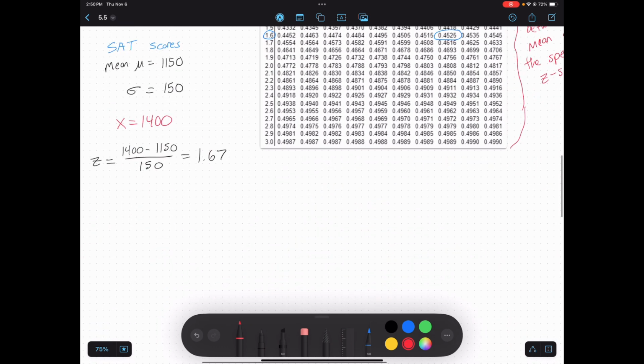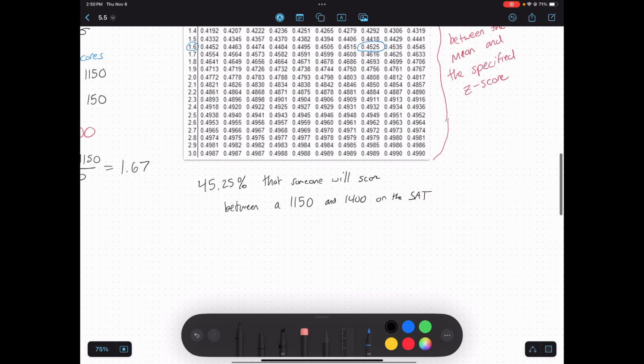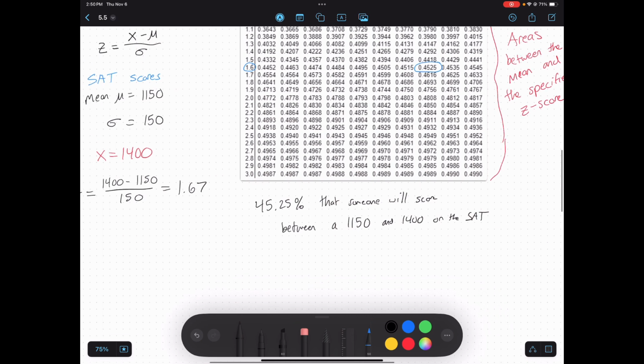Well, how would I interpret that in this situation? I can interpret that by saying there is a 45.25% chance that someone will score between a 1,150 and a 1,400 on the SAT. Notice how it's in reference to the average, because that's what this area represents. It's between the average and whatever z-score you were looking at.